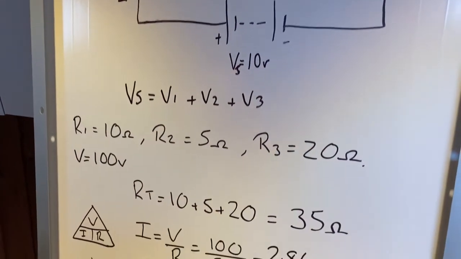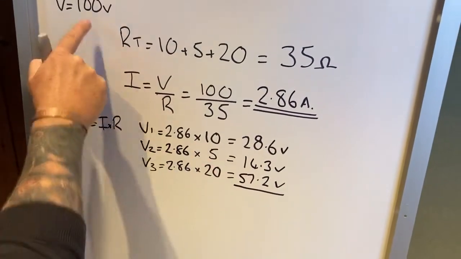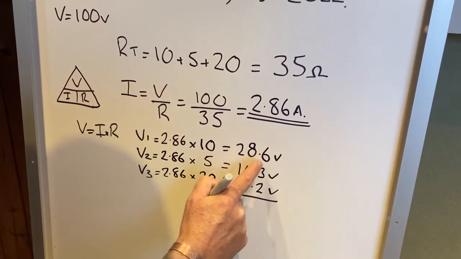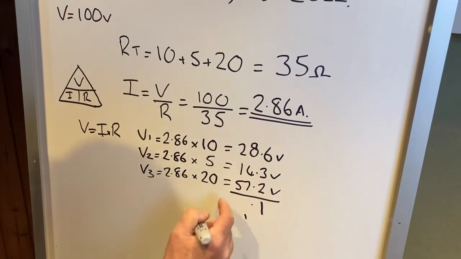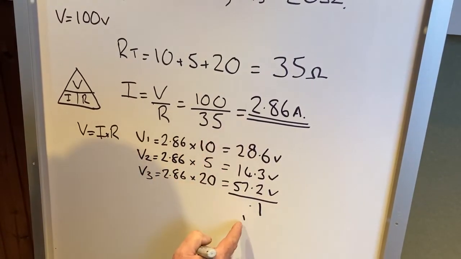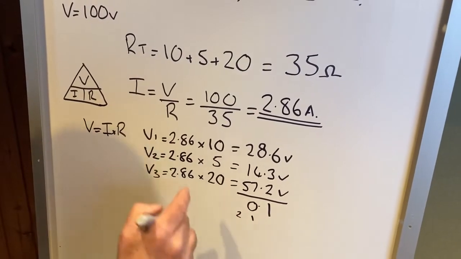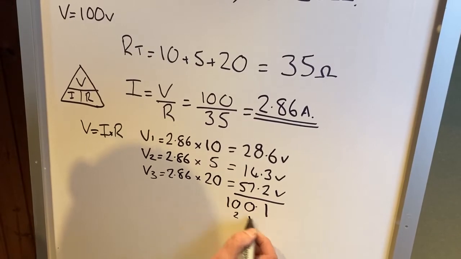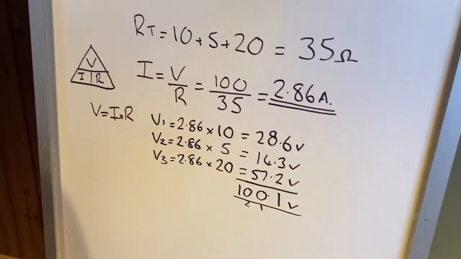So in theory, if I've done my maths anything like right, this should add up, in this case, to 100. 6, 7, 8, 9, 10, 11. 7, 11, 19, 20. And that's a 2. And there's 5, 6, 7, 8, 9, 10. So I've worked that out to 100.1 volts.